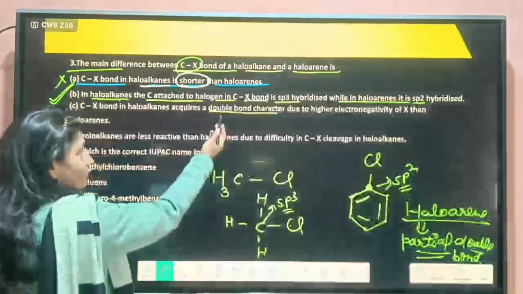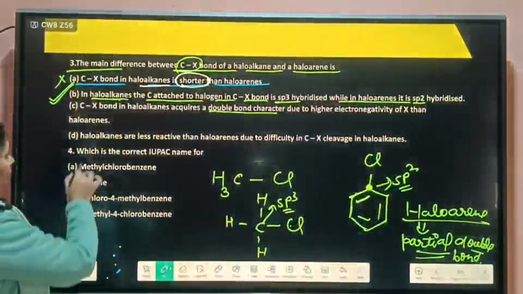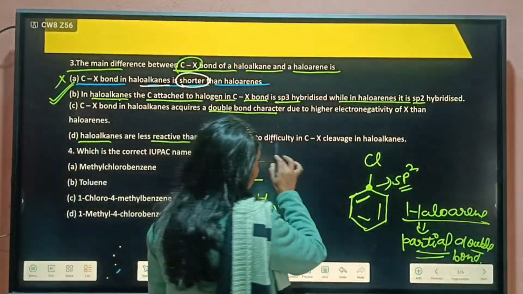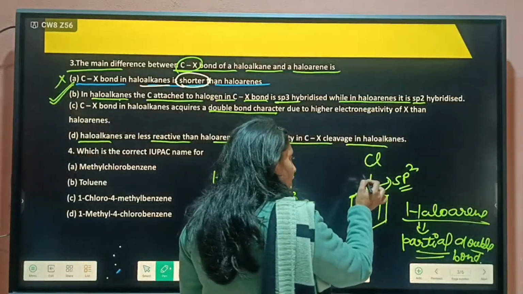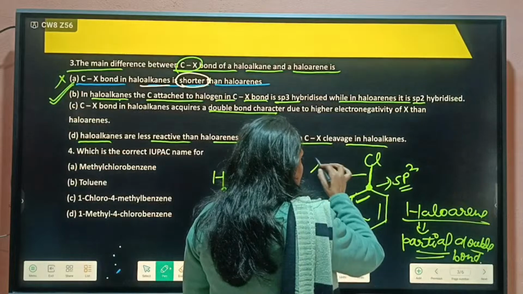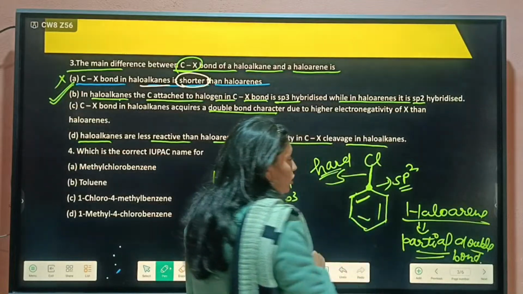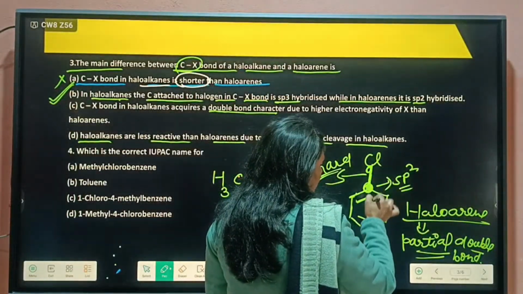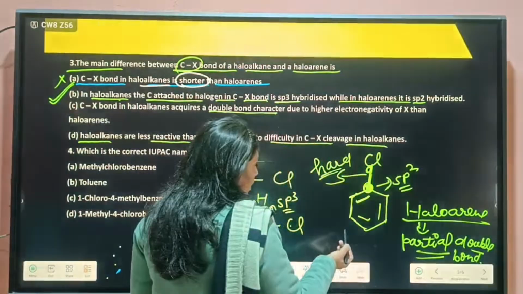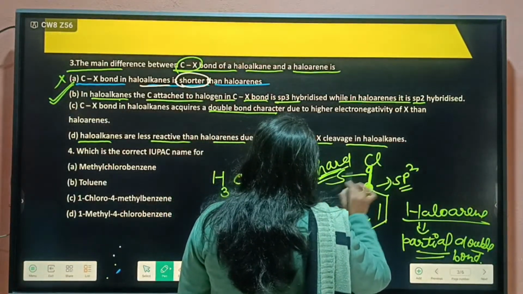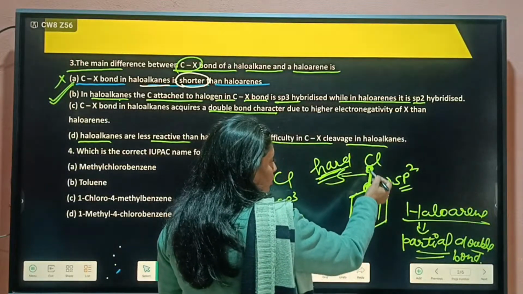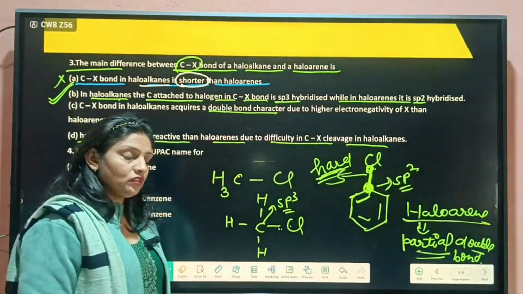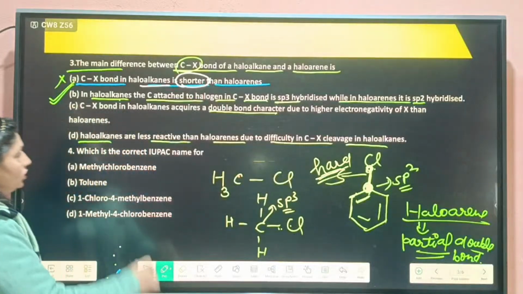So this is also not correct. Then, haloalkane are less reactive than haloarene due to difficulty in C-X cleavage. No, here cleavage of this bond is hard. It is not easy due to partial double bond character of this bond and due to resonance stabilization of phenyl cation. Okay, then students, here it is difficult to break this one, but easily we can dissociate this one. Okay, so it is also not correct.